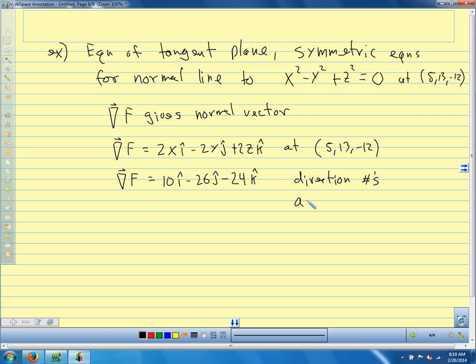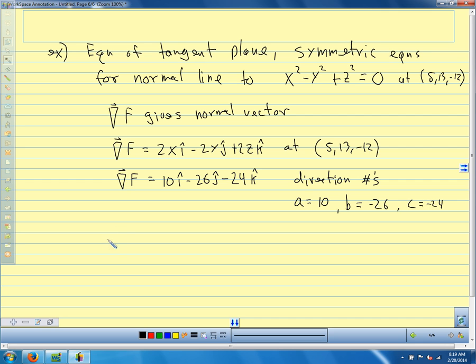for our tangent plane and our direction numbers for our normal line. So I'm going to say A equals 10, just to use the terminology that we used before. B equals negative 26. And C is negative 24. So now we're ready to write our equation for our plane. We have our point. We have our direction numbers.